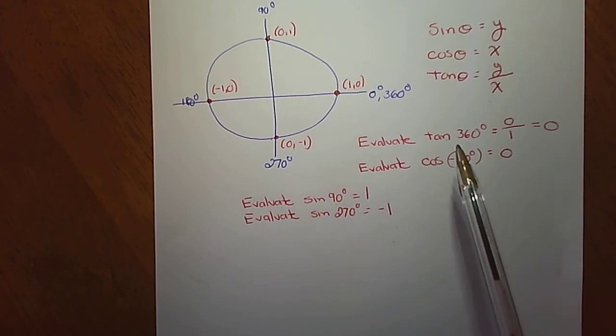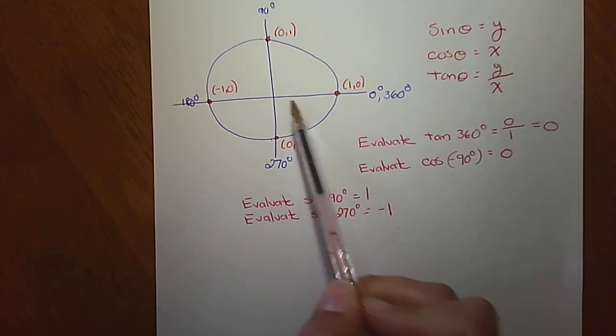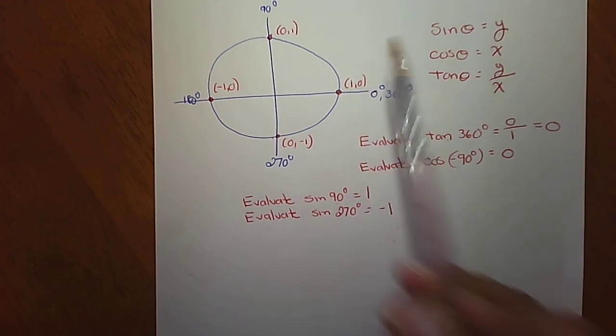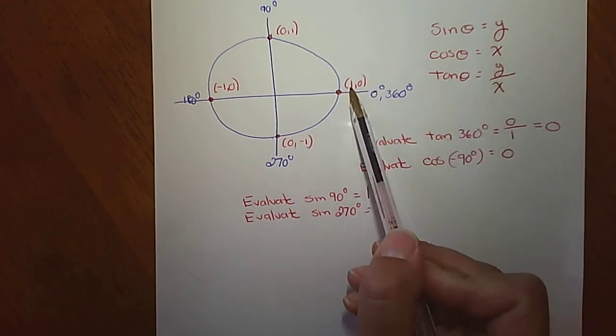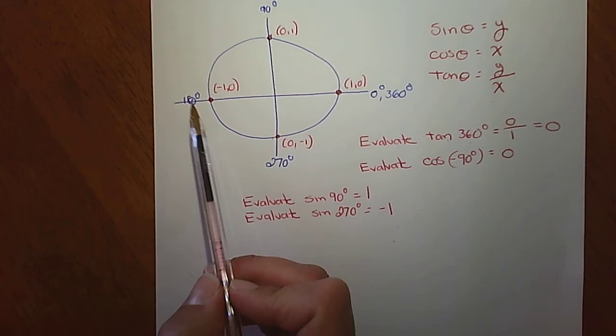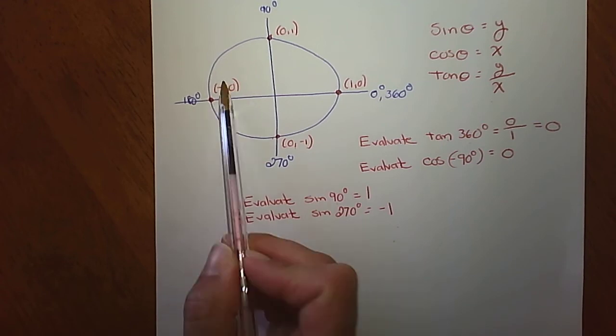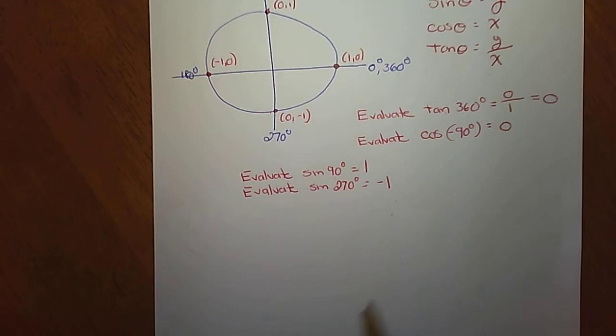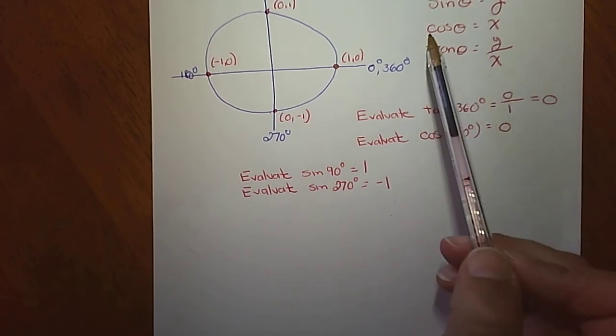Now let's talk about cosine. Cosine is the x's. What kind of x's live on this side of the y-axis? Positive, which is why cosine is positive 1 here. But what are the x's on this side? Negative. Now, we're going to need to keep track of where these guys are going to be positive and negative.